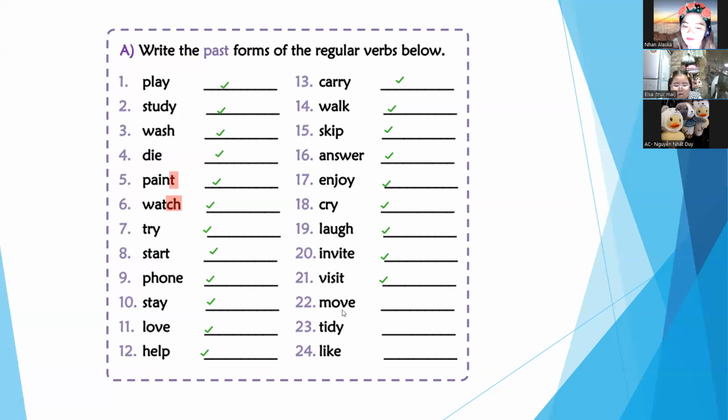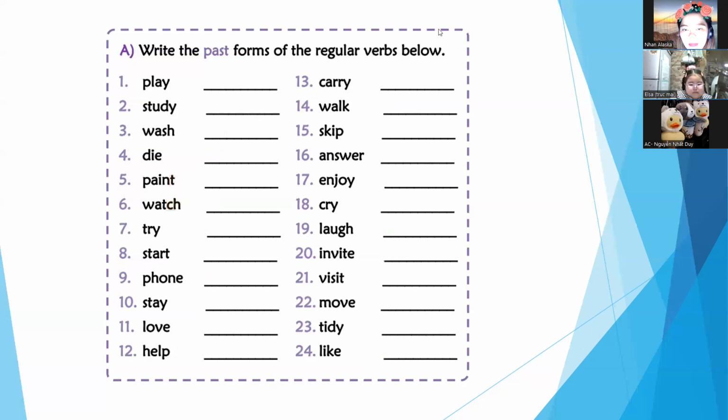Moved. id. Cheated. id. Tidied. Tied. Okay. Next, t. Liked. Light. Liked. t. Liked. All right. Okay, very good.